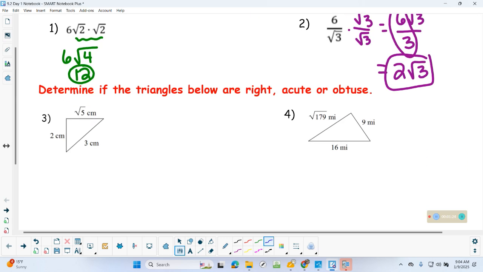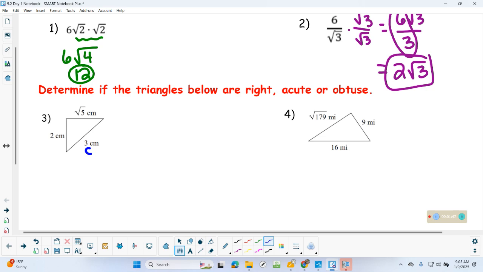Okay, determine if the triangles are right, acute, or obtuse. So we are testing them in Pythagorean theorem. On number 3, first question for you. What is the biggest side? 2, square root of 5, or 3? 3. If you punch square root of 5 in your calculator, if you're not sure, it is smaller. It's a decimal. It's 2 point something. So this is our biggest side.